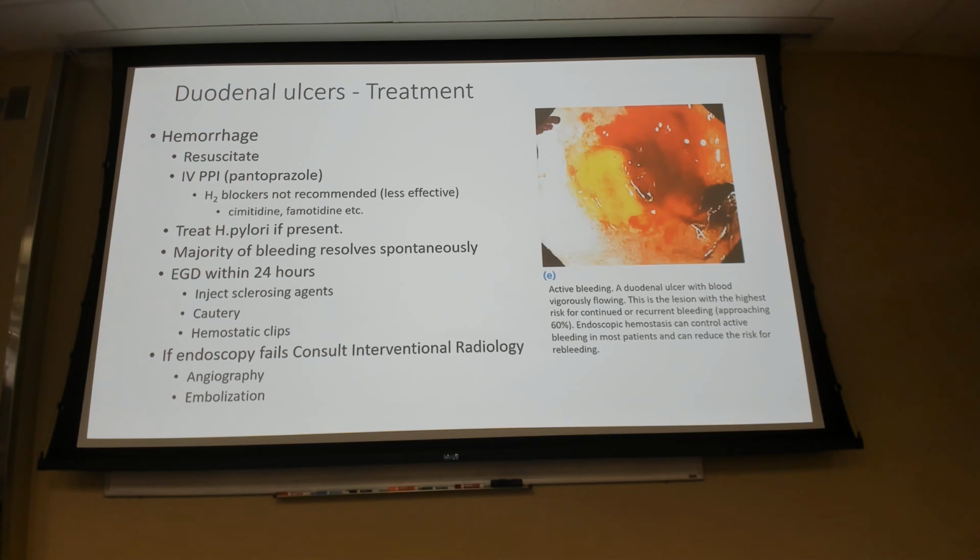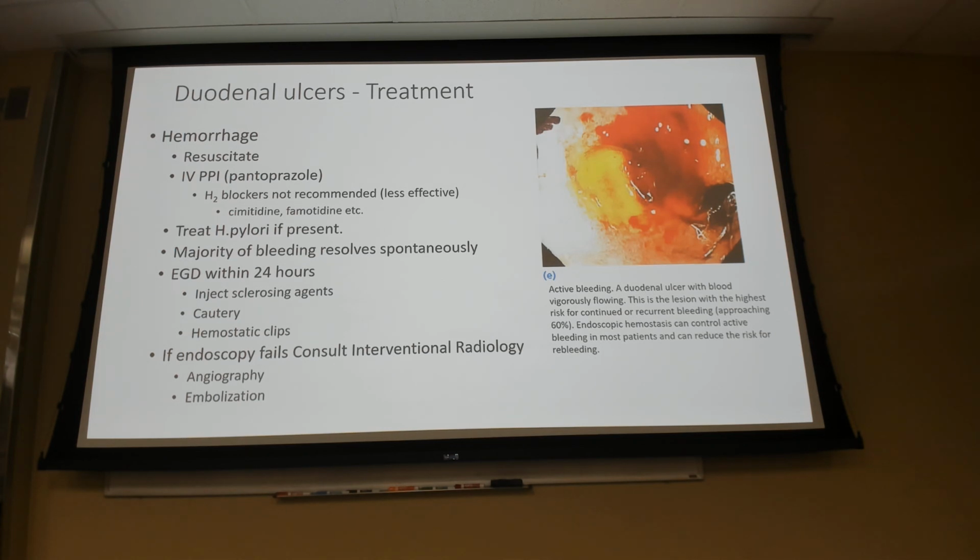A lot of times we'll use H2 blockers if it's mild, but not for ulcers. That's just for GERD, so we typically don't use those because they're not as effective. Like pantoprazole, also called Protonix. I think that's the only one we have that's IV, which is why we use it the most for these patients. So obviously, resuscitate them first. Are they stable, unstable? Do we need to get blood on board?